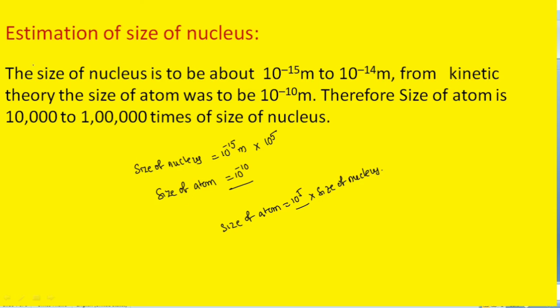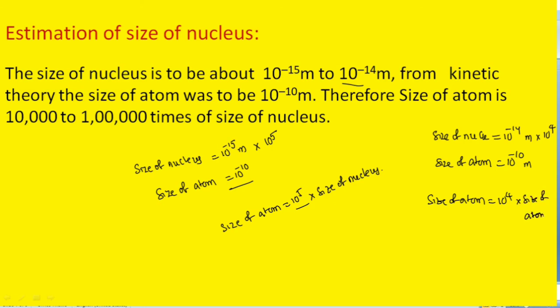If you take the size of nucleus as 10 to the power of minus 14 meters, and the size of atom as 10 to the power of minus 10 meters, then what will you get here? You multiply with 10 to the power of 4, you will get the size of atom. That means size of atom is 10 to the power of 4 times the size of nucleus. 10 to the power of 4 means 10,000 times, right? Okay.